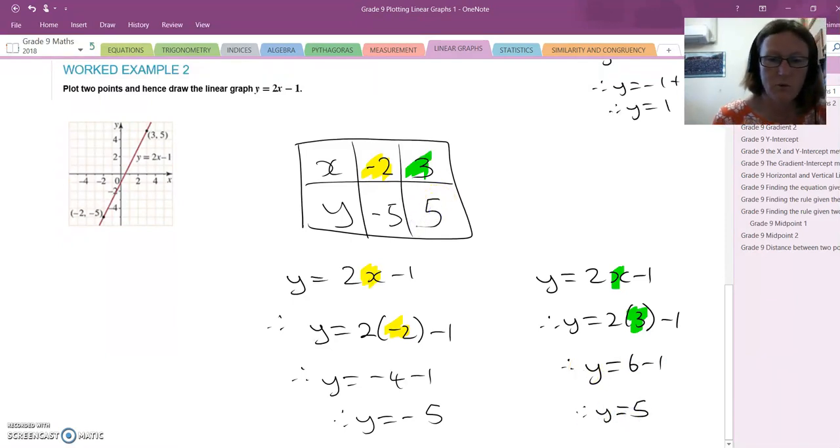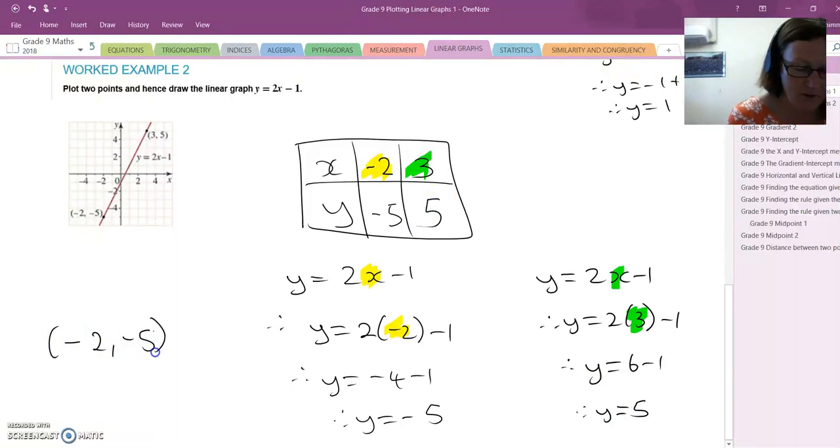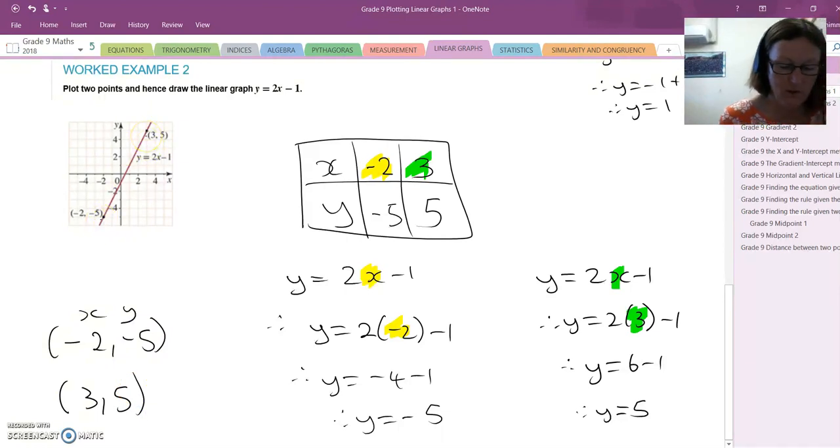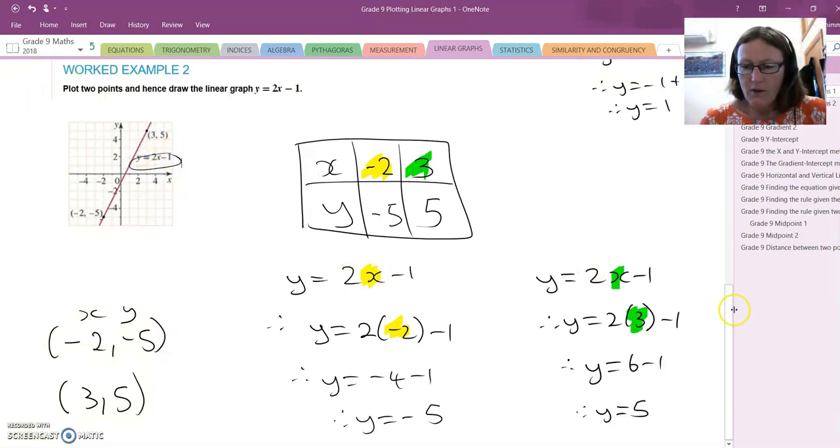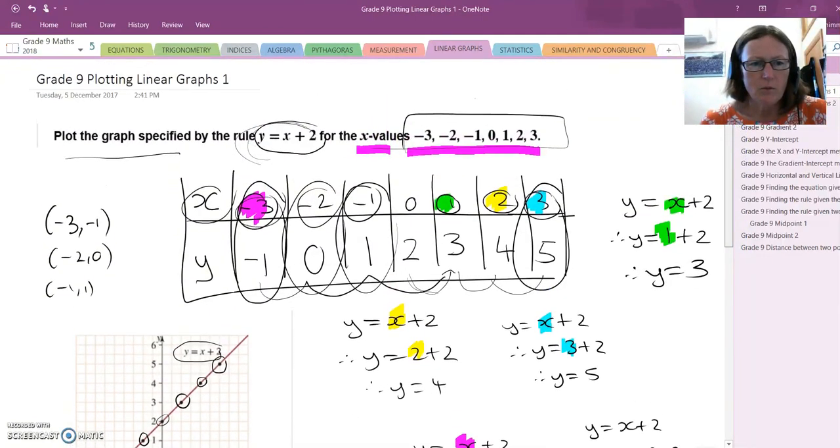So now I've got 2 points to plot on my Cartesian plane. The first point I've got is -2, -5. Remembering it's in the order of x, y. Order is important. Second point is 3, 5. And you can see these 2 points have been plotted on the Cartesian plane. A line has been drawn through the 2 points, and then we have labelled the line with the given rule. So that is how we plot rules onto a Cartesian plane, so plotting linear graphs.